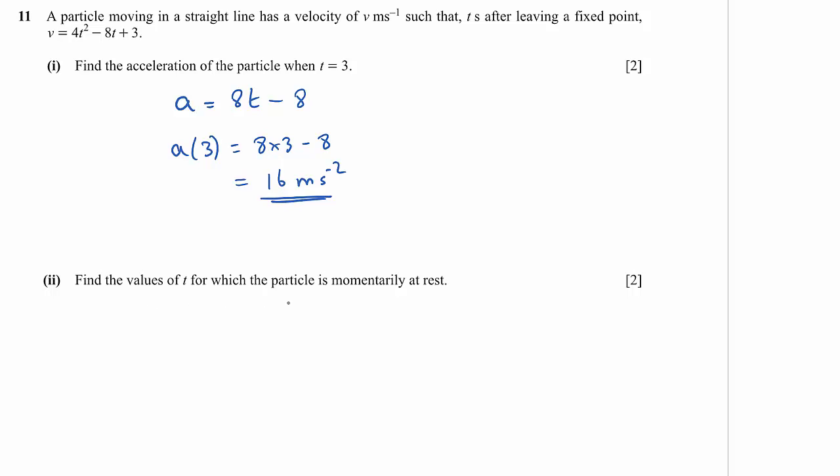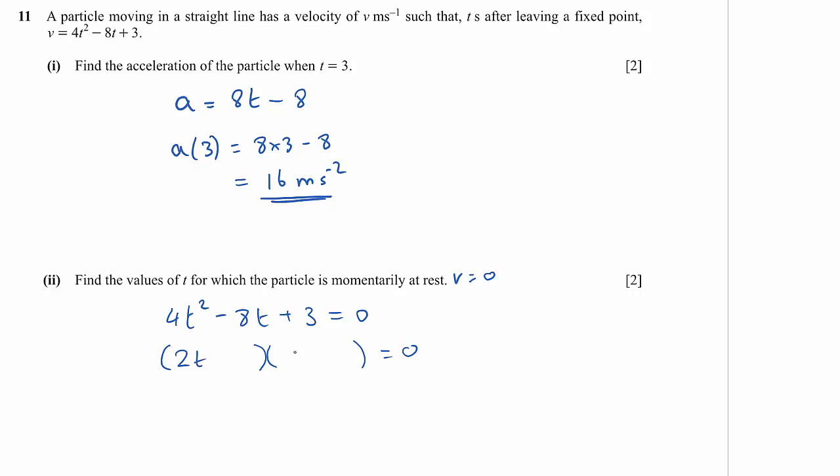Find the values of t for which the particle is momentarily at rest. So rest means velocity is 0. So I've got 4t squared minus 8t plus 3 is equal to 0. Let's have a go at factorising that. It may factorise. If not, we'll just go to the formula.